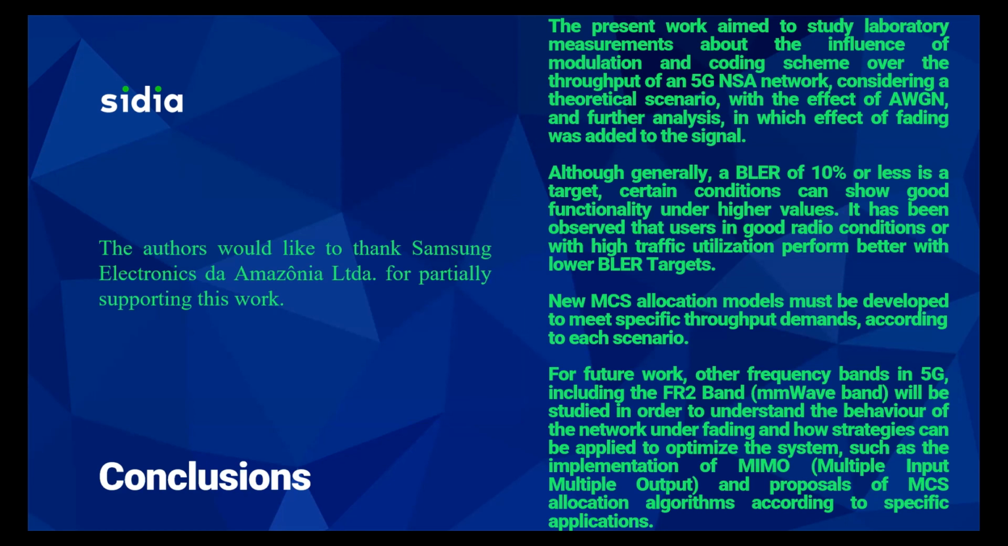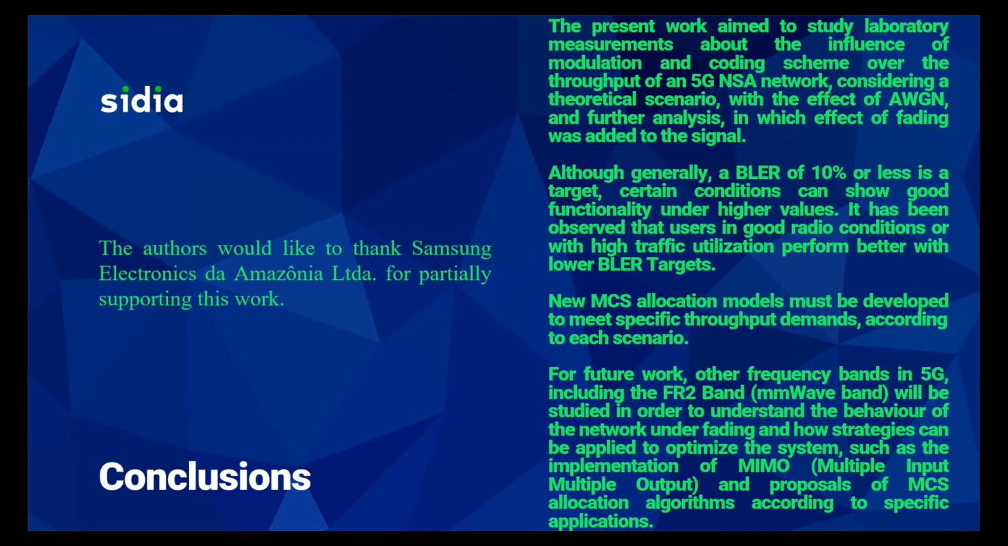This present work studies some laboratory measurements taken in the Sidia lab about the influence of the modulation and coding scheme on the throughput of a 5G NSA network, considering a theoretical scenario with the effect of AWGN and a further analysis in which the effect of fading was added to the signal. Although generally a BLER of 10% or less is the target, in certain scenarios it can show good functionality under higher values. So this work is a base to understand how the MCS scheduling by the network to the UE can be one of the triggers to see how the BLER of a system behaves.